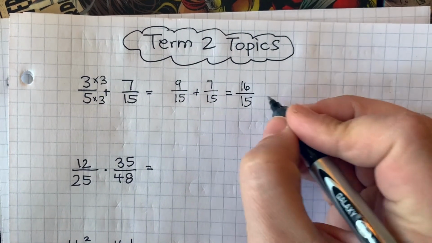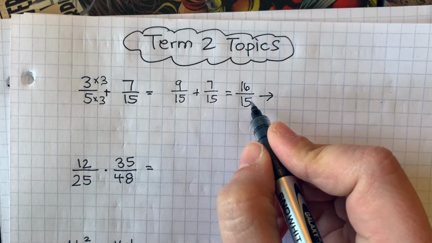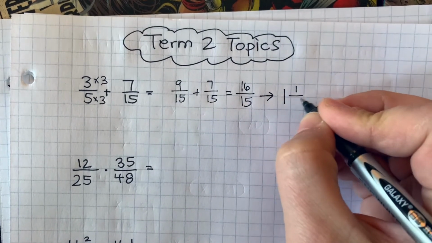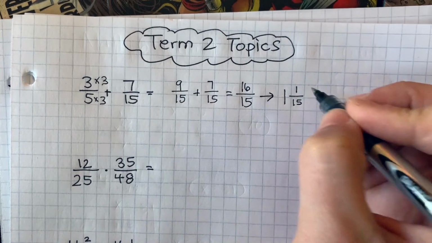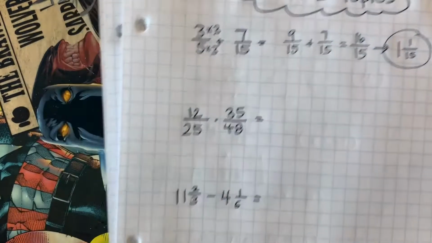This is an improper fraction, so I'm going to turn this into a mixed number. 15 goes into 16 one time with a remainder of 1, and then I keep the same denominator. So 1 and 1/15 is my answer.